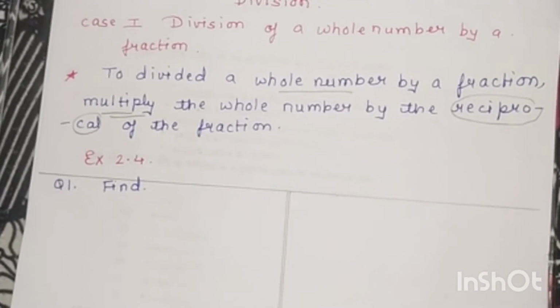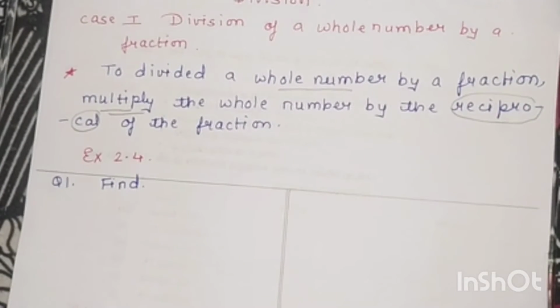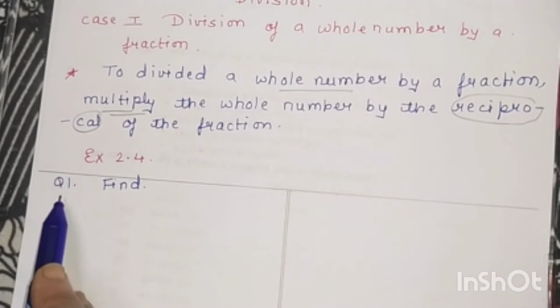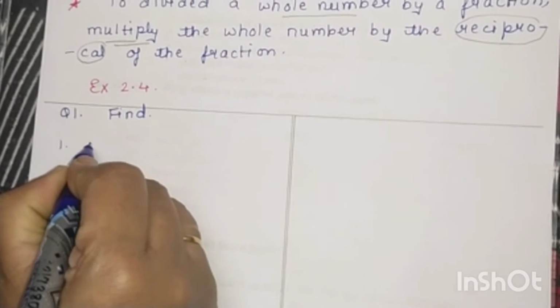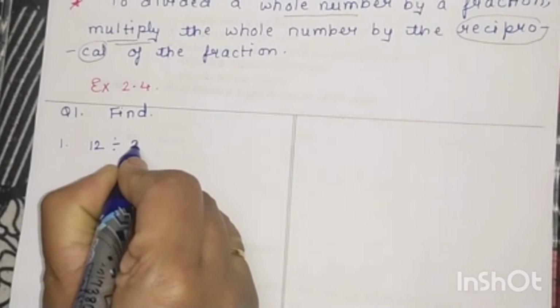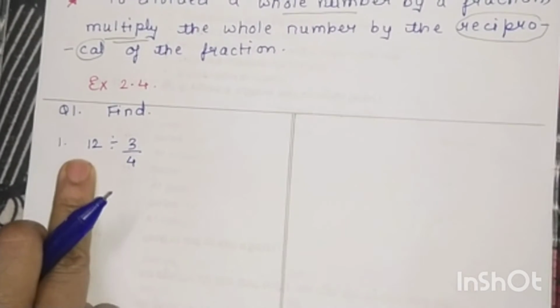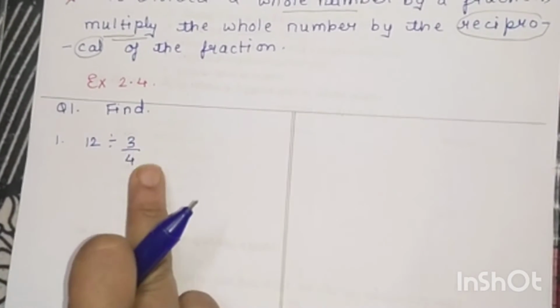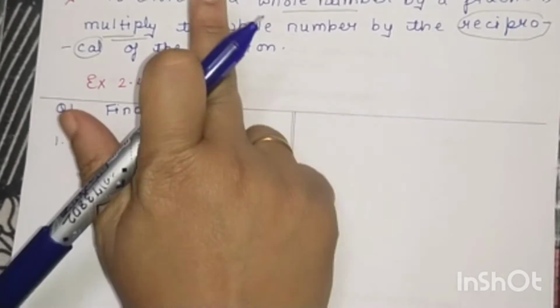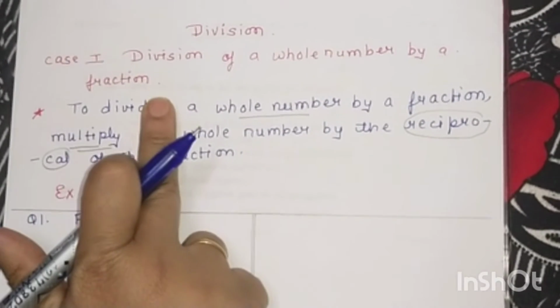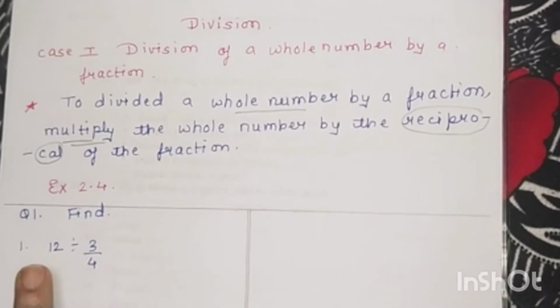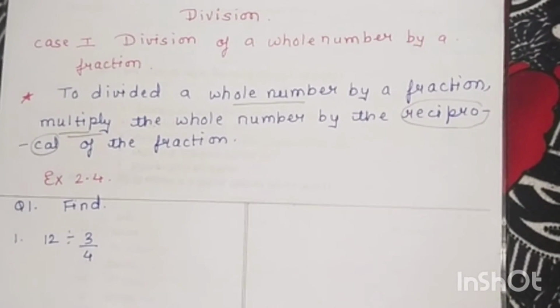Is it clear? We will discuss it with an example from exercise 2.4. Question 1, we are going to solve each sum. The first sum is 12 divided by 3 by 4. 12 is a whole number and 3 by 4 is a fraction. Our first case is division of a whole number by a fraction.